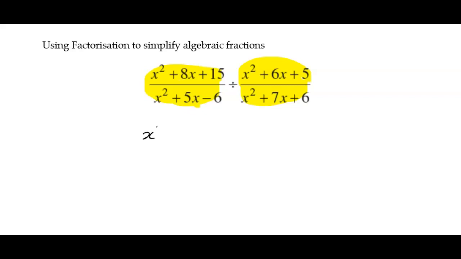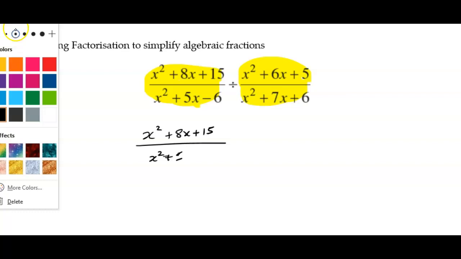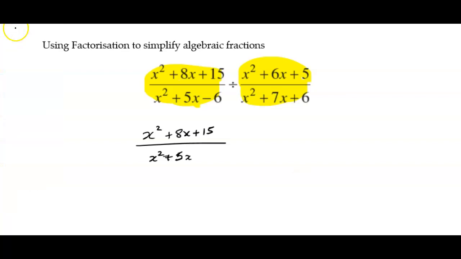So I'm going to rewrite the question. x squared plus 8x plus 15 over x squared plus 5x minus 6, times x squared plus 7x plus 6 over x squared plus 6x plus 5. So what we've done is we've flipped the second fraction, which has now changed my division operation into a multiplication operation.